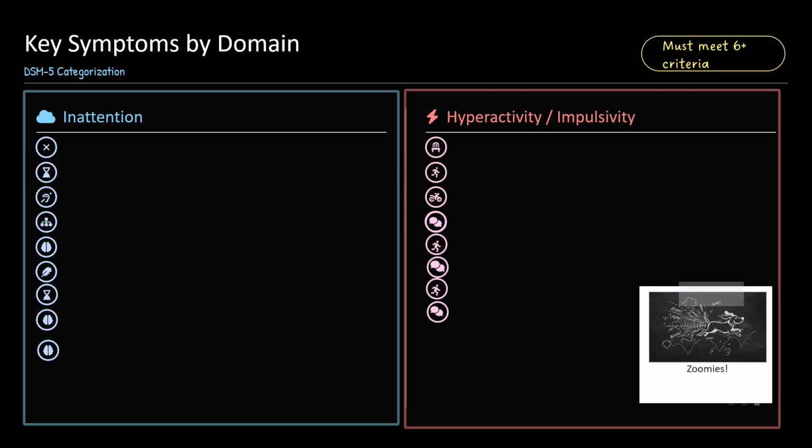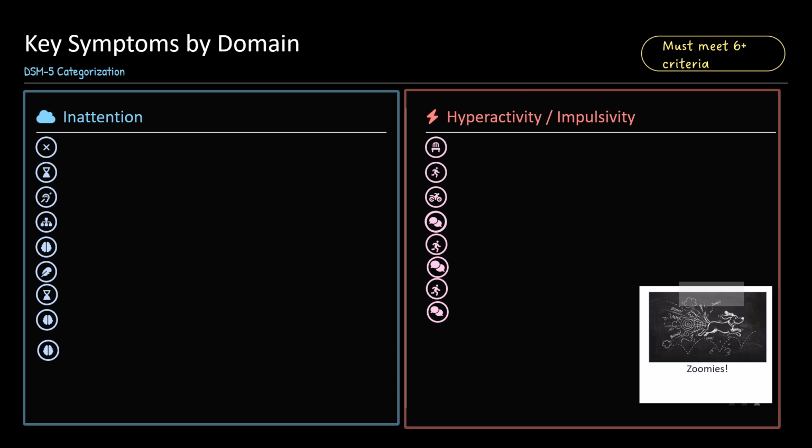All right, so as we talked about before, the patient must meet at least 6 symptoms out of either the inattention category or the hyperactivity category in order to meet criteria for ADHD. And you do not have to have all of these symptoms memorized to a T, but it's good to see them at least once so that you can recognize it on the exam.